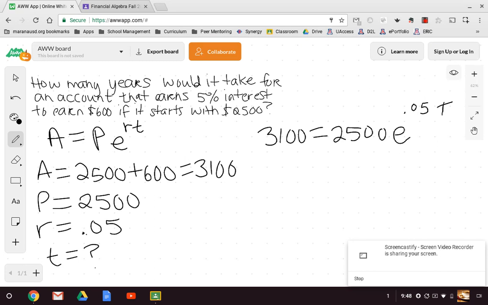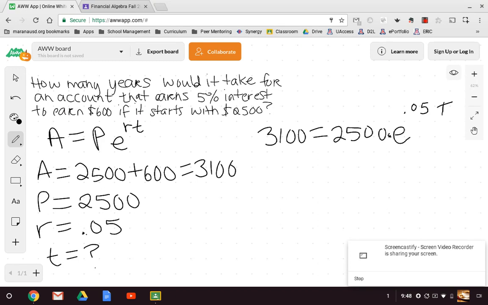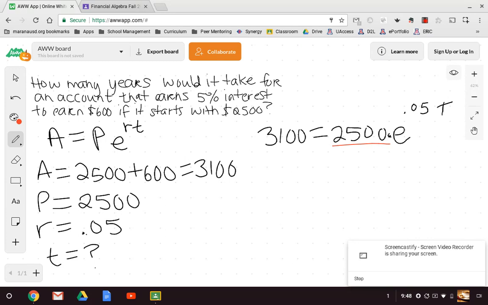So now as you can see, this one is actually going to be very, very similar to our rate problems that we did. You can see that the 2,500 is attached to the e by multiplication, just like it was when we did the problems where we solved for r for the rate. So there's that multiplication that's going on right there in between. And so I want to get rid of that 2,500 first. So my first step, step one, is going to be to divide by 2,500.